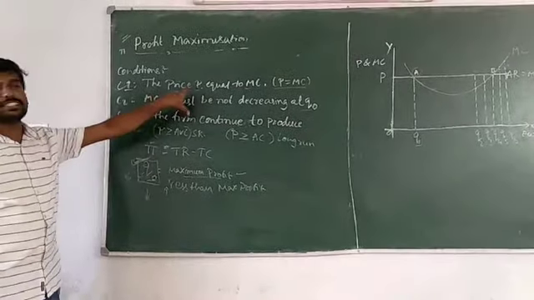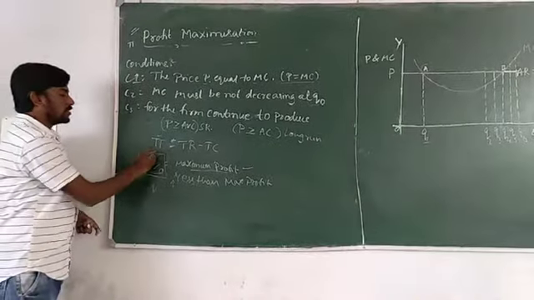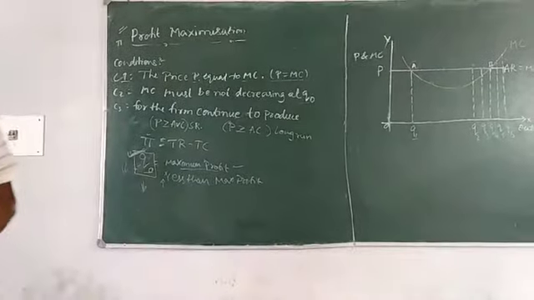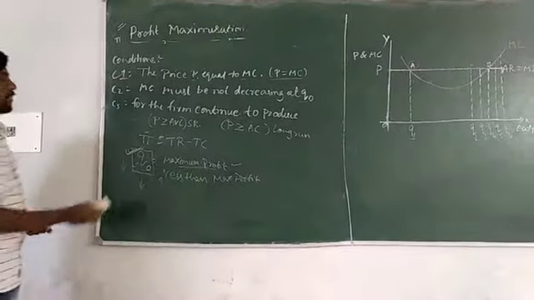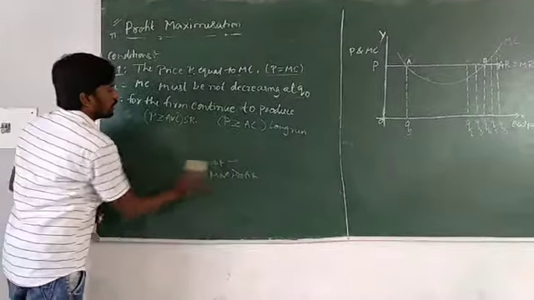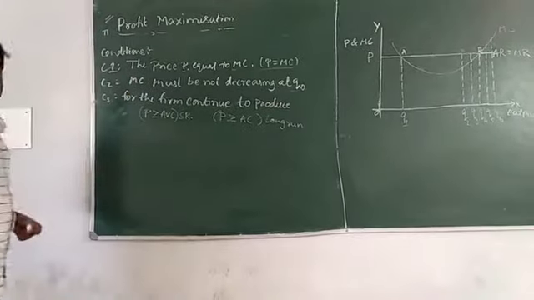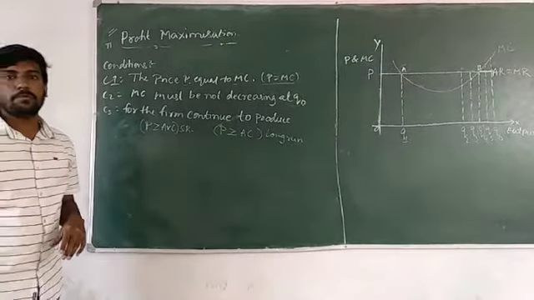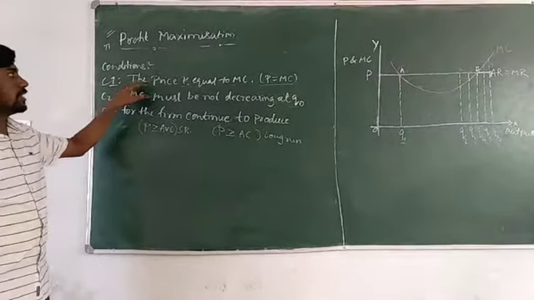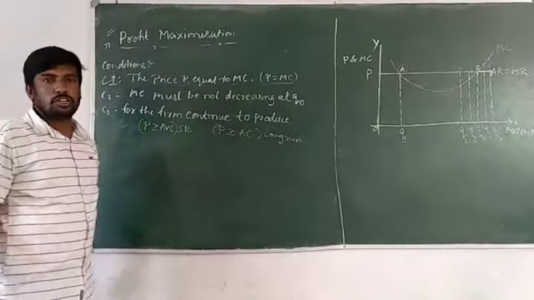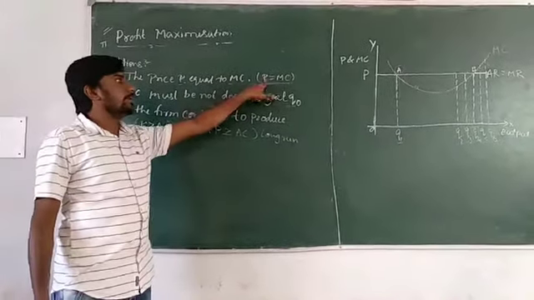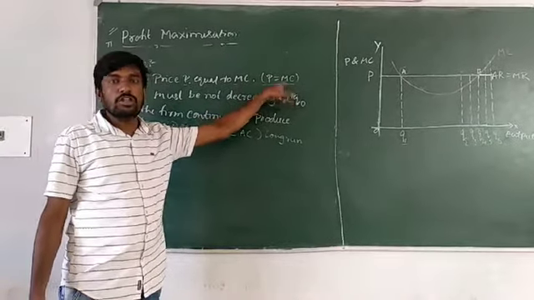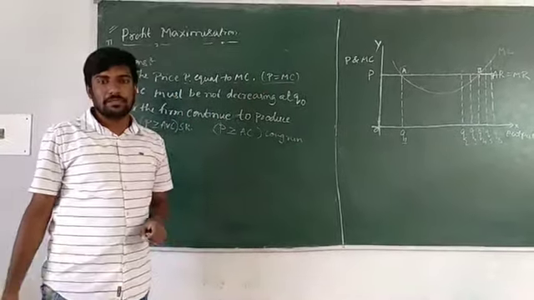When the firm satisfies these three conditions, then the firm reaches its Q0 level of output. Let's see the conditions one by one. Here I have written the three conditions which help the firm identify the output which gives a maximum profit to the firm. The first one is price equal to marginal cost. In short form, we can write P equals marginal cost. When the price equals the marginal cost, there is a chance to get a maximum profit.